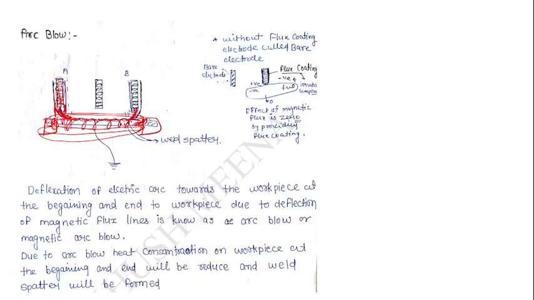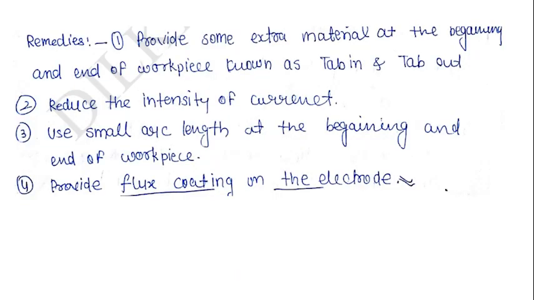So there are two ways to ignore the arc blow. One is to provide some extra workpiece material at the beginning and at the end. And second, you can use flux coating. Flux is very important, that we will see in the next slide. Let's see the remedies to ignore the arc blow. First, that we have seen, provide some extra material at the beginning and end of the workpiece. That is called tab in and tab out. Then you reduce the intensity of current. That you can decide. And then provide the flux coating on the electrode.